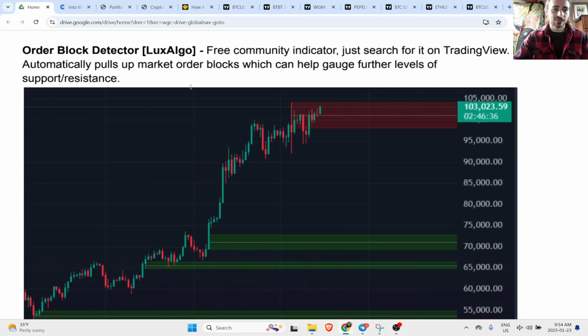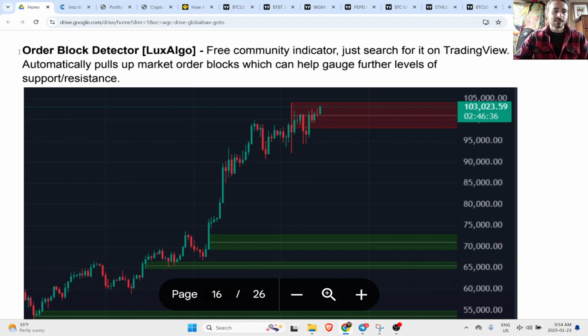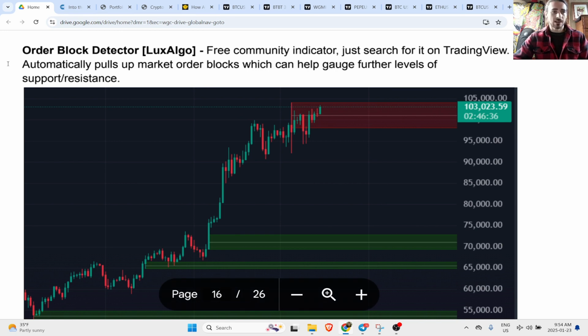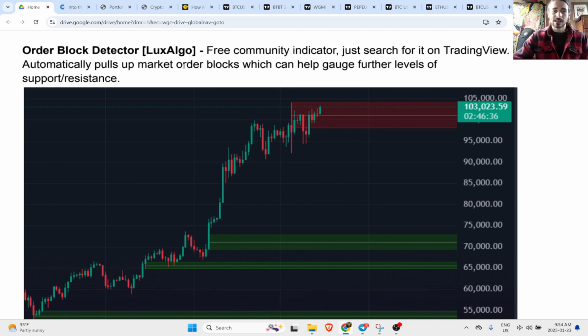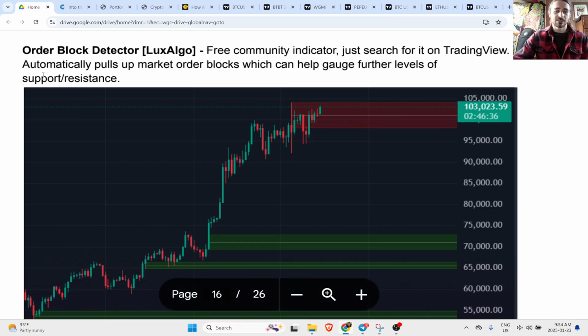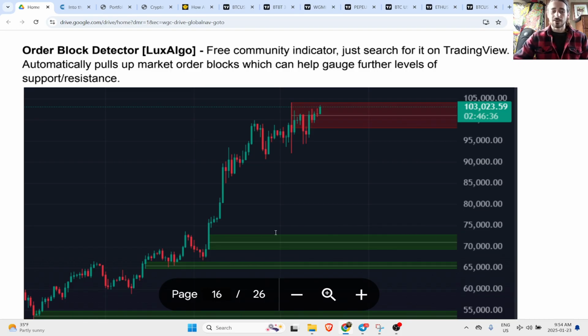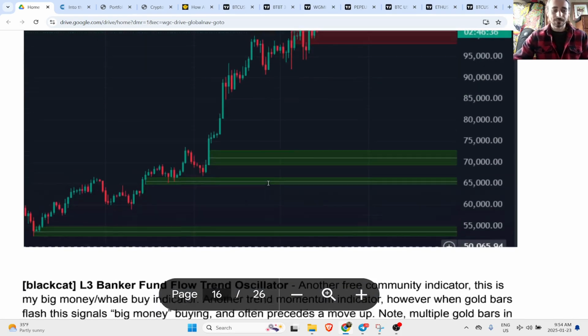The next one I like to look at, and I recommend people, is another free one, the order block detector from Lux Algo. Lux Algo has a ton of paid indicators as well as a bunch of free ones, so it's pretty cool. I like this one. You can just search for it on TradingView, and it automatically pulls up the market order blocks within that time frame, and helps you gauge those as levels of support and resistance. When we pull it up on the chart here, you can see this was where we had resistance, and this is where we've got buy limit orders down here on the high time frame.